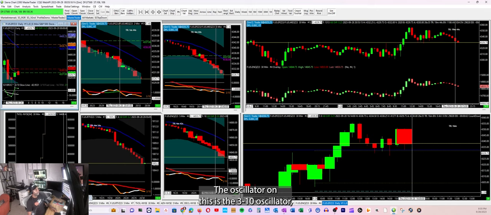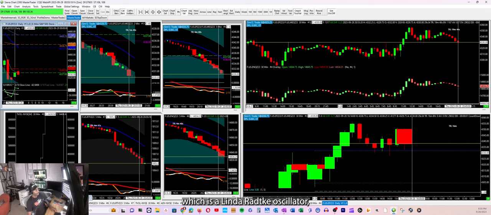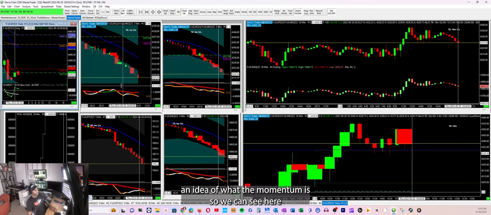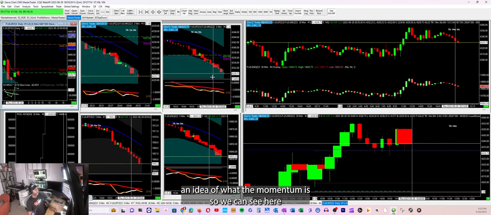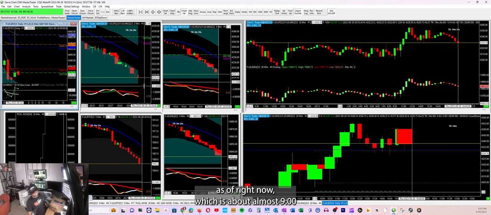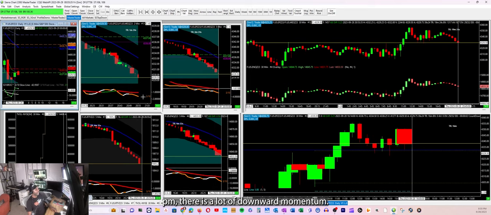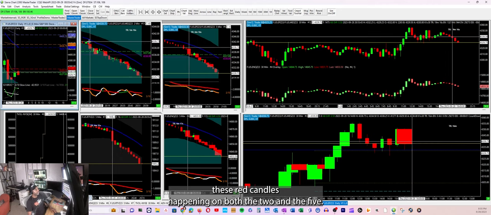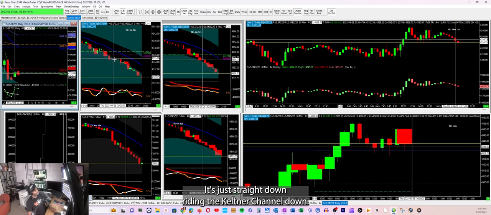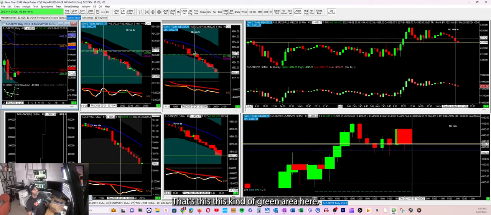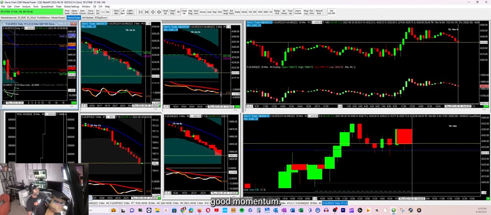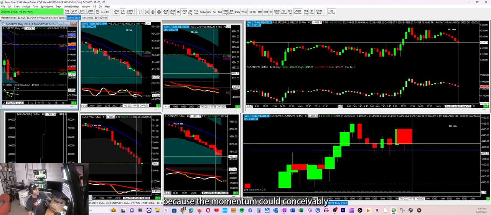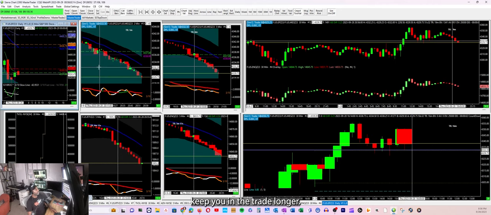The oscillator on this is the 3-10 oscillator, which is a Linda Raschke oscillator. The oscillator just gives us an idea of what the momentum is. As of right now, which is almost 9 o'clock p.m., there is a lot of downward momentum. First of all, we got all these red candles happening on both the 2 and the 5. Look at this, this is just straight down, riding the Keltner channel down. That's this green area here. And also we got good momentum. So had you gotten in at the right time, this is a trade that you would want to stick with, because the momentum could conceivably keep you in the trade longer.